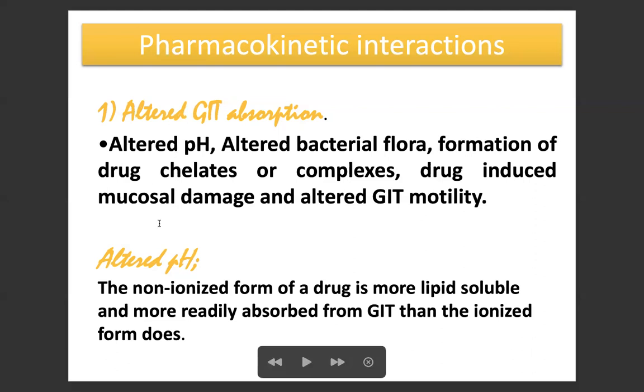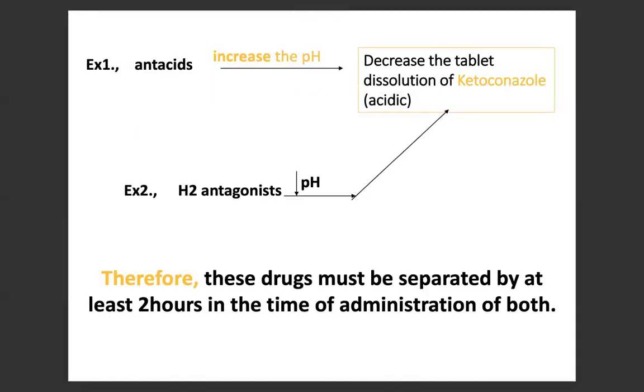Next, so in specific, altered pH. So the non-ionized form of a drug is more lipid soluble and more readily absorbed from GIT than the ionized form does. So muna siya mahitabo in the absorption, non-ionized form, more lipid soluble ang mas readily absorbed kaysa ionized form. An example, we have antacids. Antacids increases the pH of your gastric, sa imong stomach.